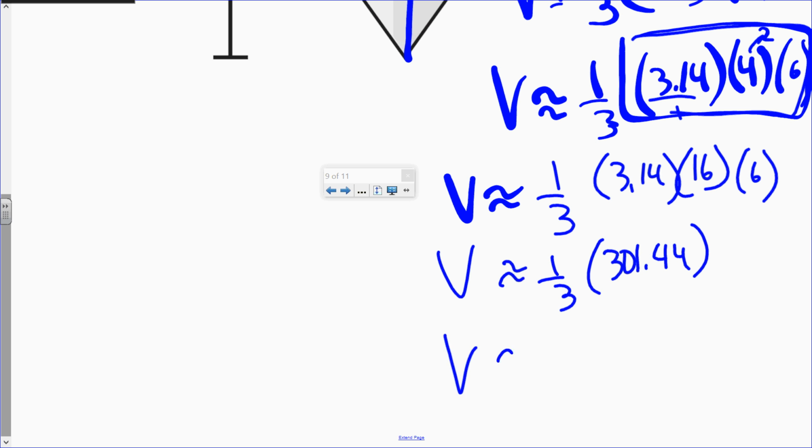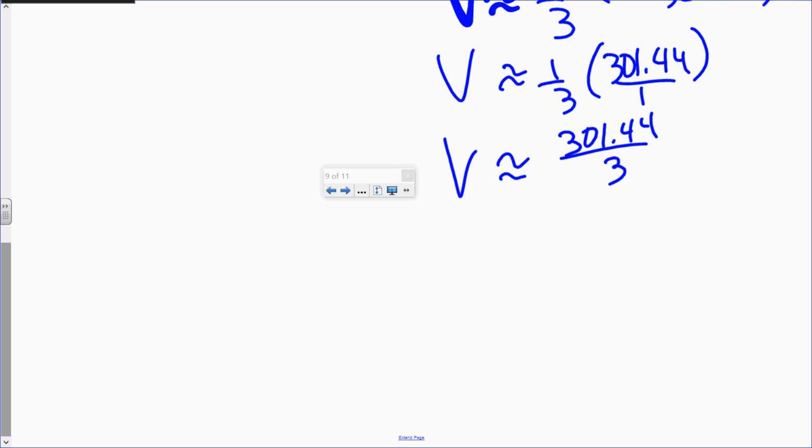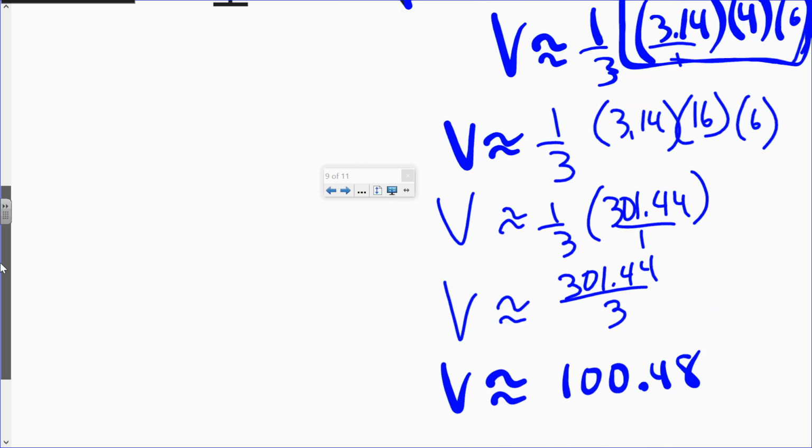So the volume then is approximately 1/3. Well, let's make 301.44 into a fraction. Just put a 1 underneath it. So I really have 301.44 over 3. Cool. And so the volume then, I'll divide that by 3. 100.48. Hurtado, you said it. What kind of units? Nice. Cubic inches. Cubic inches.